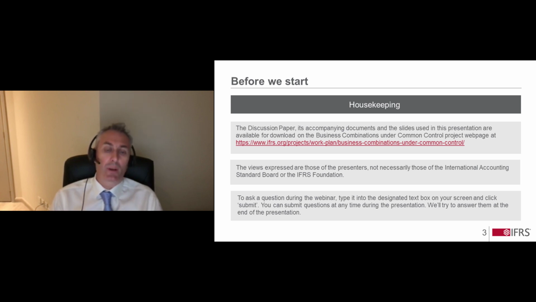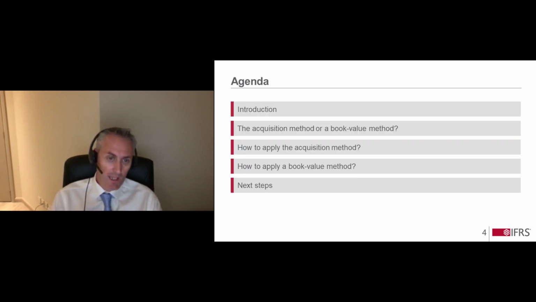Now, there are three main topics we're going to cover today. Firstly, we're going to look at which method to apply to a business combination under common control. Secondly, how to apply the acquisition method. And thirdly, how to apply the book value method. Now, with that, I hand it over to Richard to remind us of why the board is doing this project.